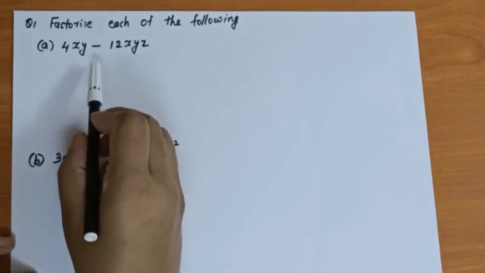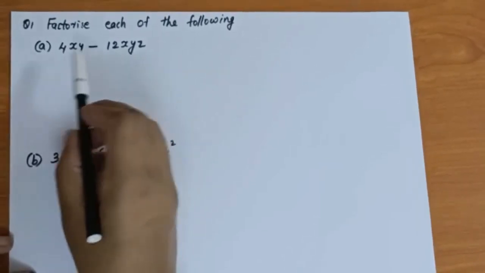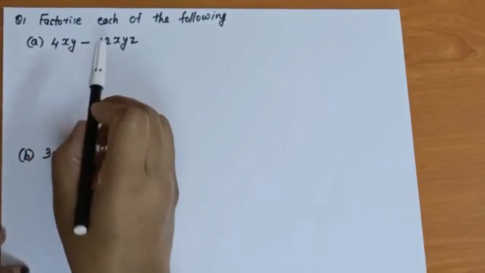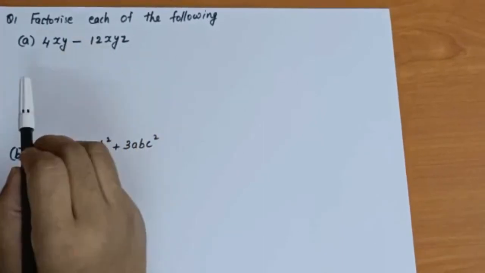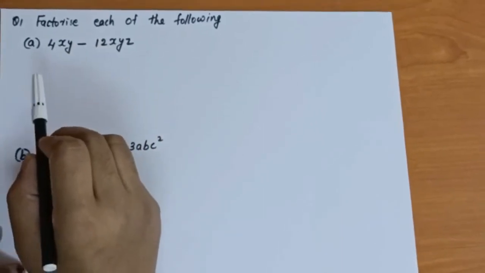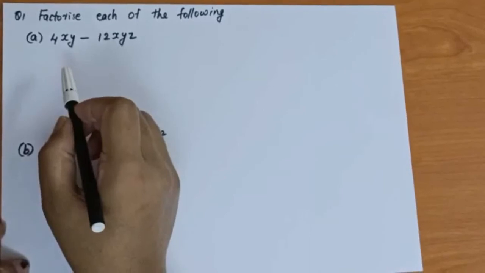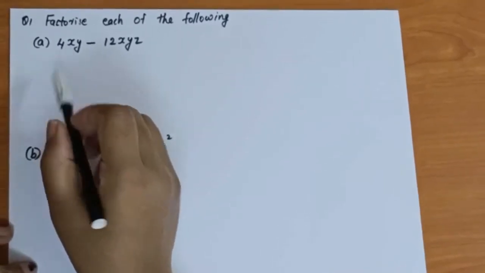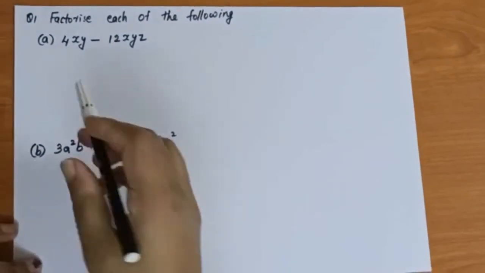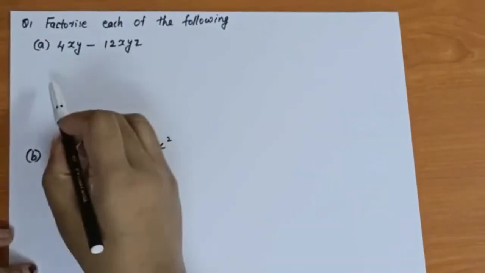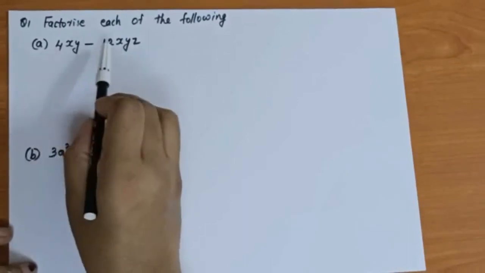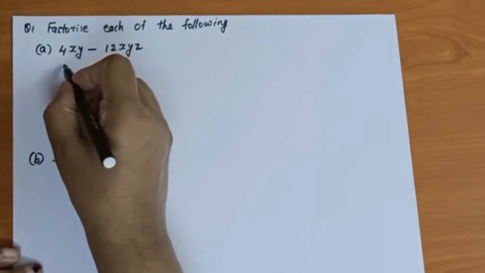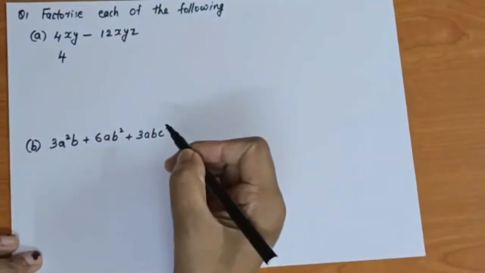For factorization, we have to take the common terms outside. So here the integers are 4 and 12. Both of these are in which multiplication table? They are in table 2, table 4, like that. So which is the biggest table, that one we have to take outside. Means 4 and 12, these both are in table 4. So that 4 we can take outside.